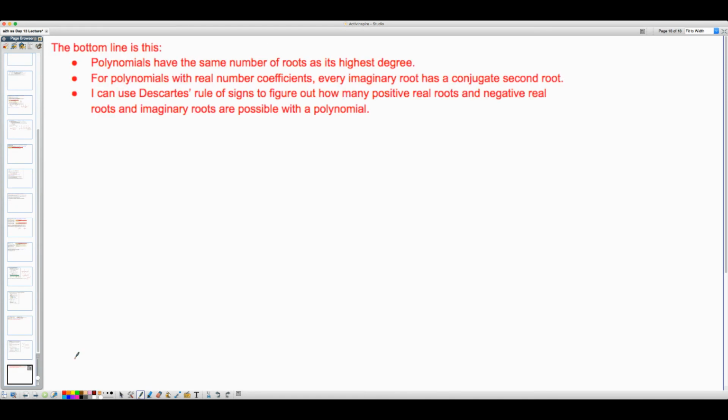So the bottom line, we're going to solve polynomials to find out what its roots or its solutions are. And the number of solutions that you will have is the same as the degree of the polynomial. For polynomials with real coefficients, every imaginary root has a second root. And you can use the rule of signs to figure out how many roots are positive and negative.